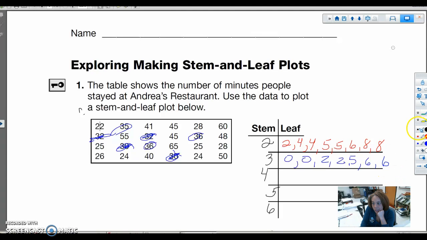So I want you to take a moment, pause the video, and complete the rest of this for 4, 5, and 6, the numbers that are here in the box. I'll see you right back.